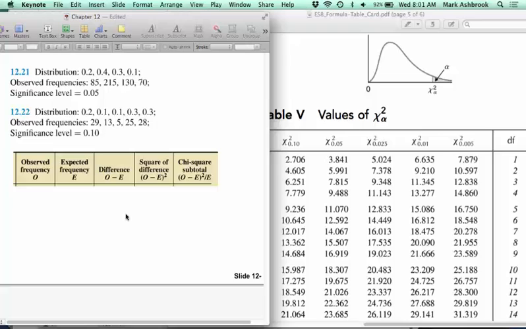Okay, so you got everything you need there? You're going to do 12.22. You're going to build the table, and then here's the chi-square chart, and you're going to see if our observed frequencies, we're testing to see if our observed frequencies are significantly different than what's given the distribution. You can work together, okay? I'll be right back.